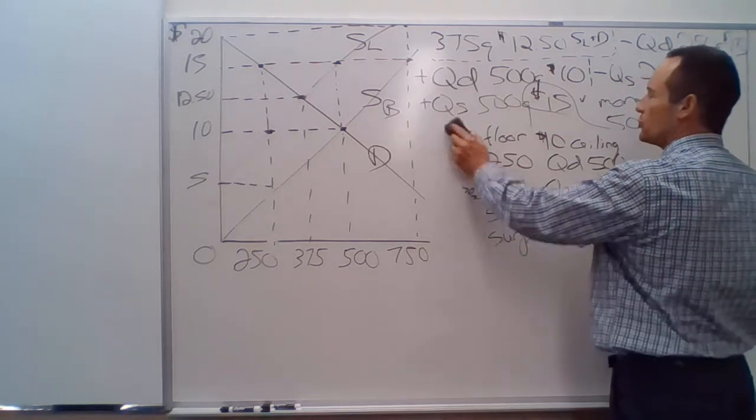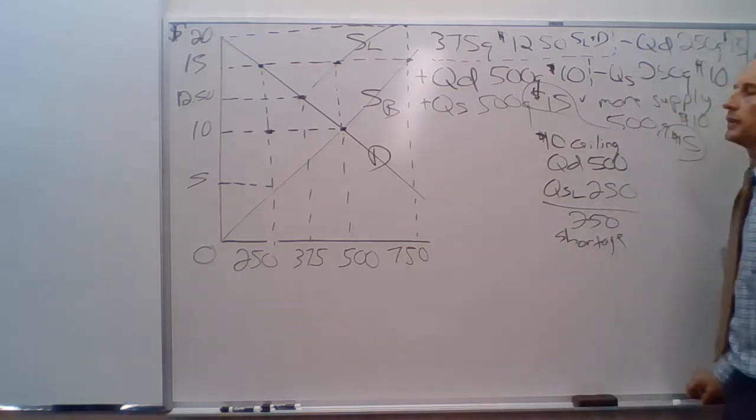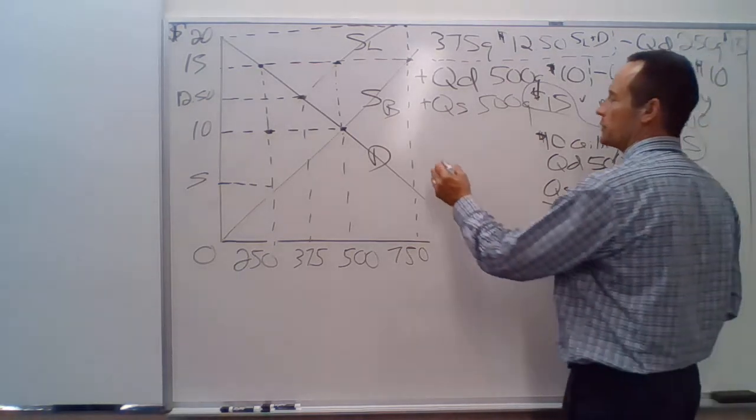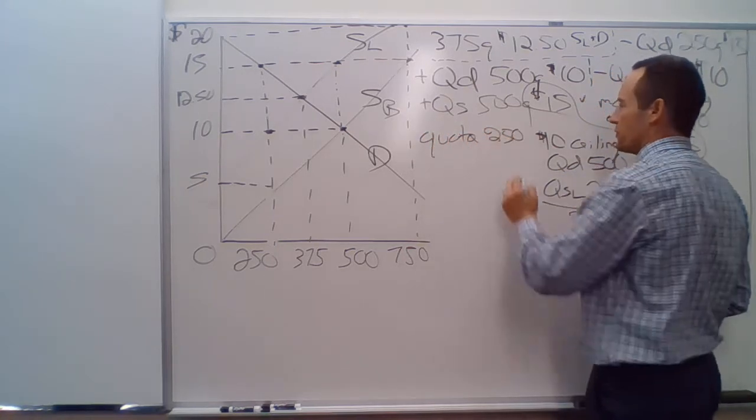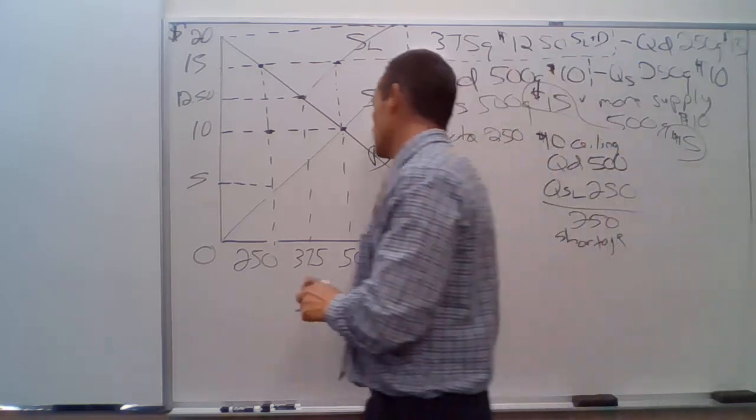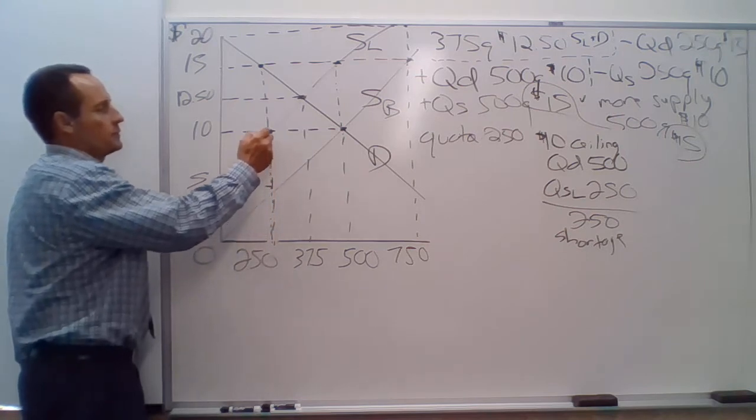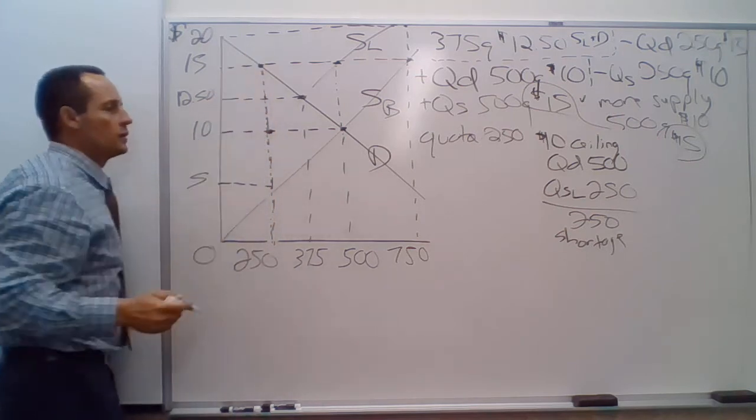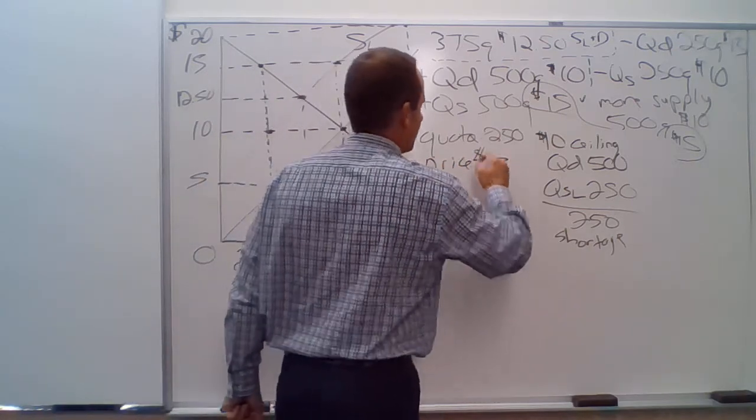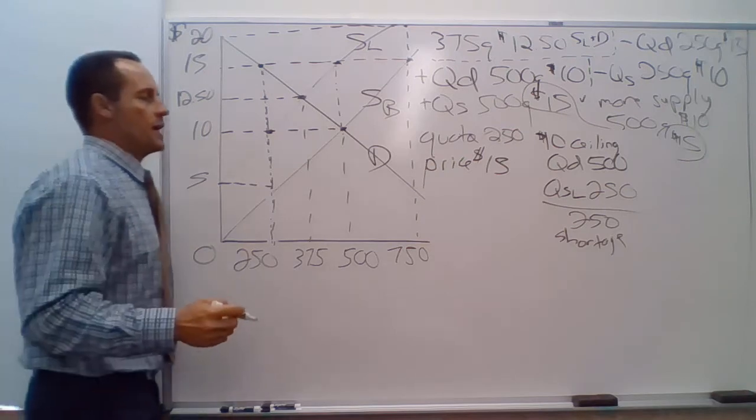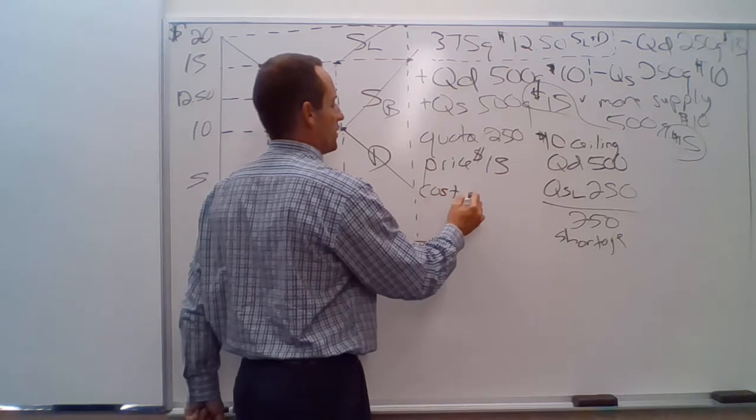And the last thing we'll do will be a quota. Let's talk about a quota. Let's say a quota of 250. Well, since there's only one demand curve, I begin with that. A quota of 250 will crank up the ration price to 15. So price is 15.